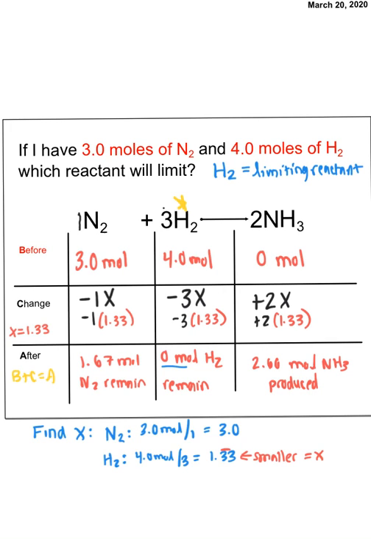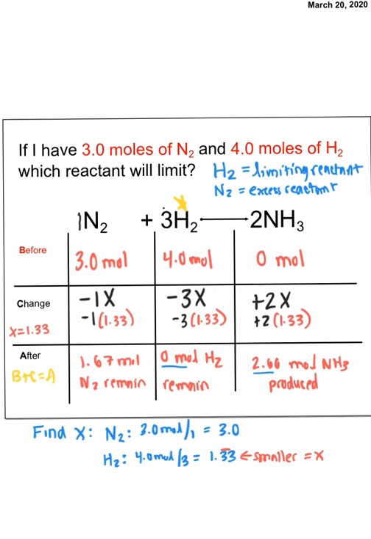So I'm going to go back. The excess reactant is the one that we have leftovers of. So I'm not talking about products, I'm only looking at reactants. So this is my excess reactant, and how much of it do I have? I have 1.67 moles of it remaining. We can look back, NH3 is our product, and we will make 2.66 moles of NH3.